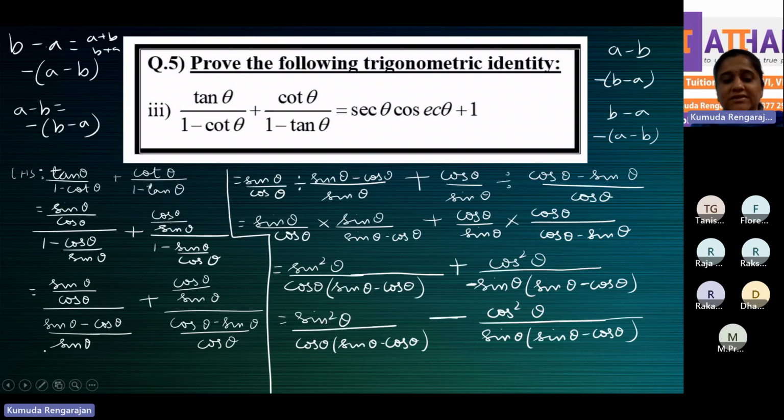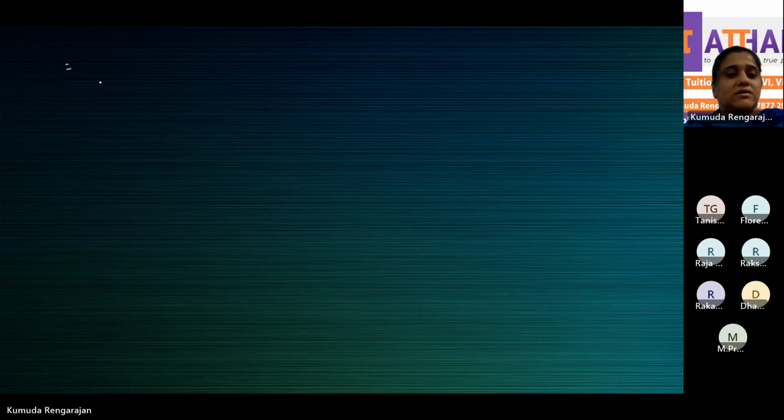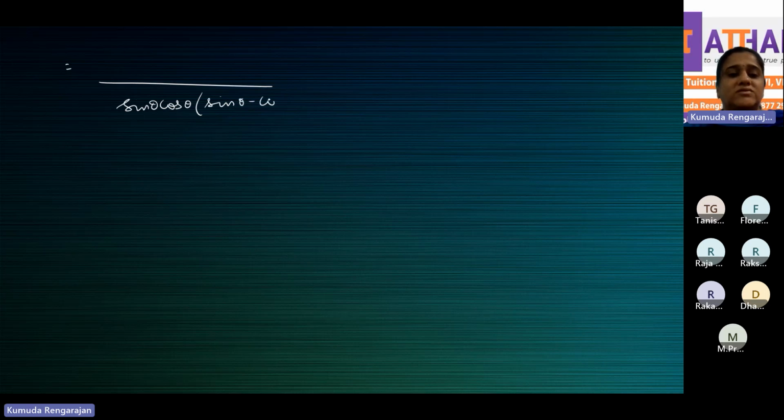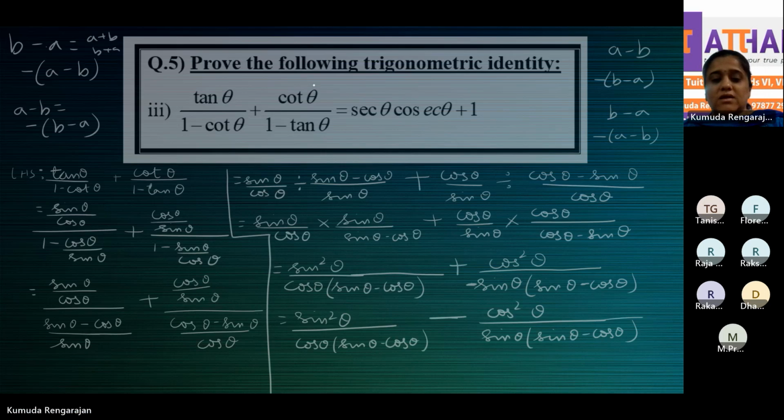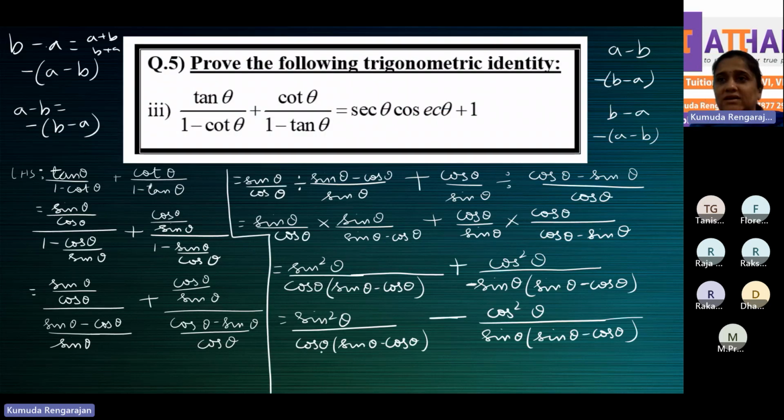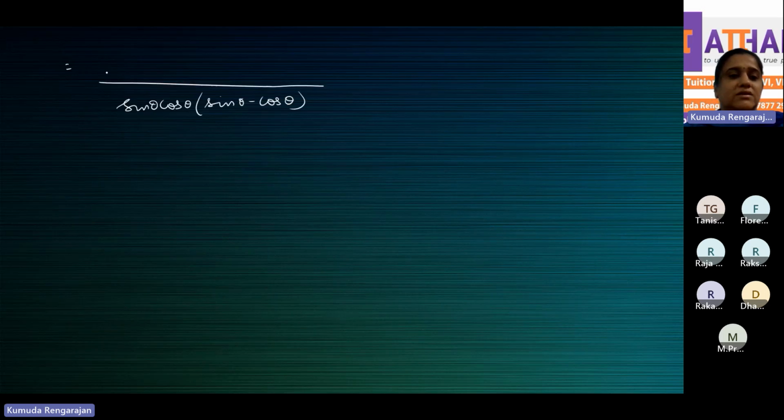Similarly here, there is sine theta, there is cos theta, and sine theta minus cos theta is common. So the common denominator is sine theta cos theta into sine theta minus cos theta. This is the common denominator. And here what is missing? Sine theta. So multiply that in the numerator. So it will become sine cubed theta. The numerator becomes sine cubed theta minus.